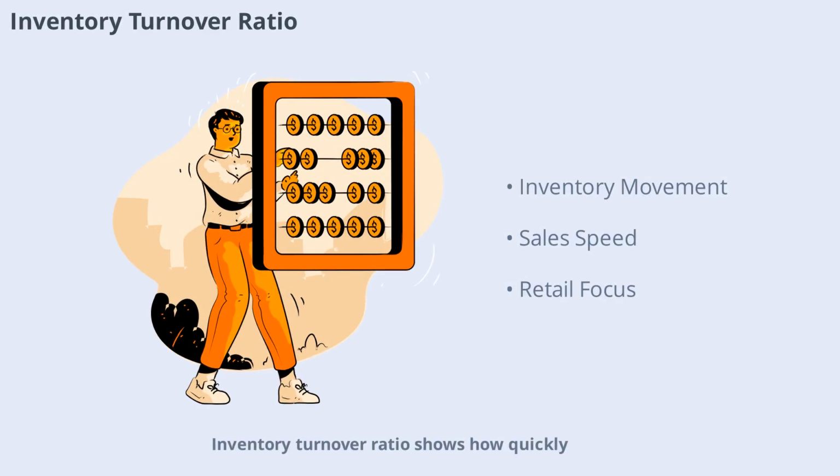Inventory turnover ratio shows how quickly a company sells and replaces its inventory. It's calculated by dividing cost of goods sold by average inventory. A higher ratio means inventory is moving fast, which is usually a good sign. This ratio helps you spot potential issues like overstocking or slow sales. It's especially useful for retailers and manufacturers.